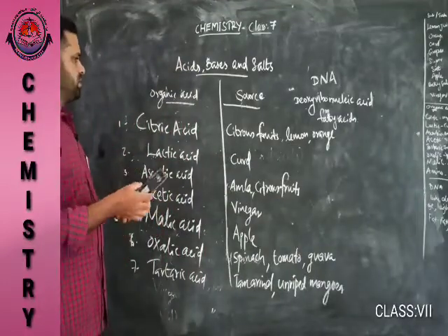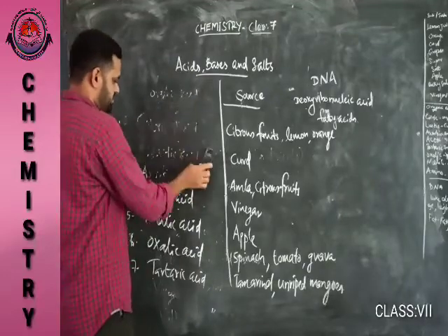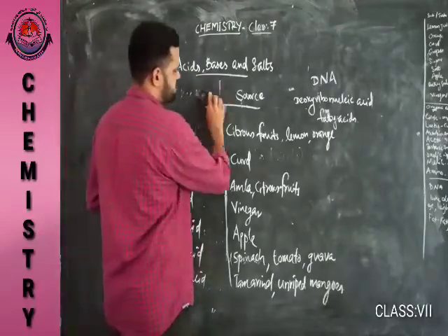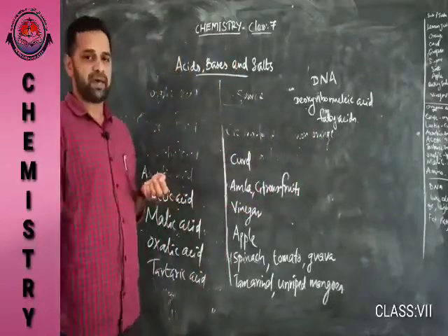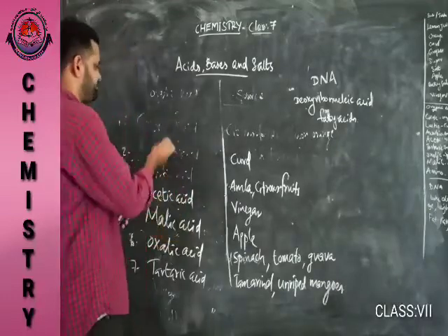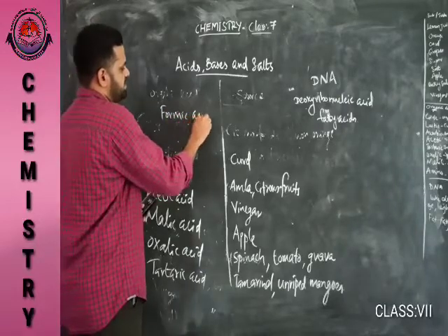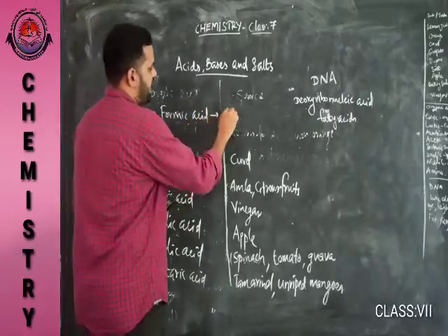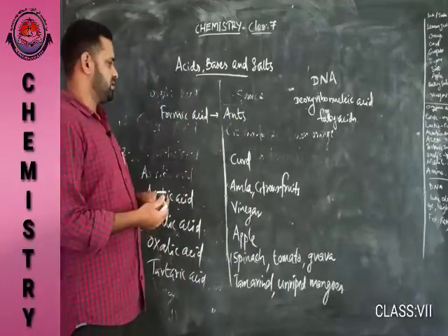Okay. So what is organic acid? Organic acids are found in plants and animals. And one more acid, that is formic acid. You heard about formic acid. Formic acid is found in ants.